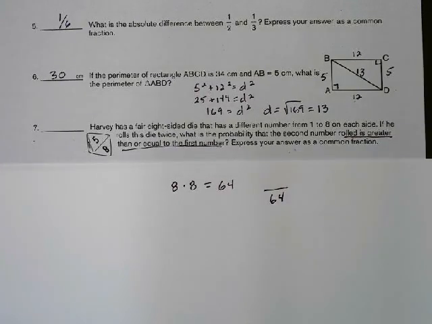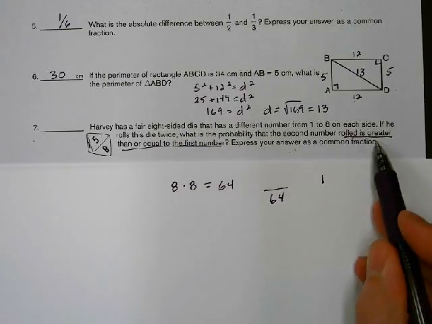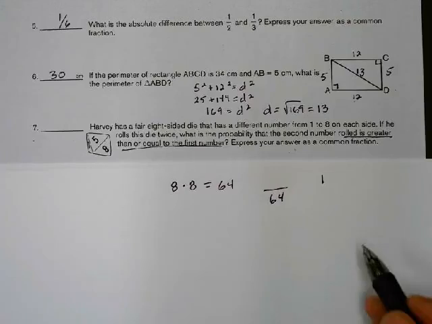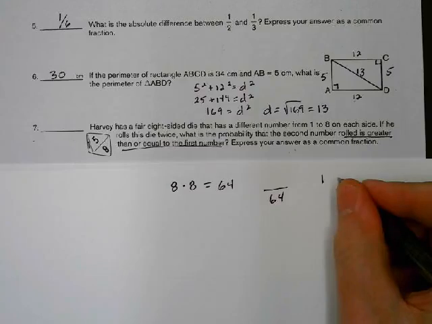Now I need to find out what my numerator would be. I'm looking for where the second number rolled is greater than or equal to the first number. Okay, so let's just think through this and we'll see a pattern emerging here. If I roll a 1 first, then it doesn't matter what happens on the second die, because it can be greater than or equal to. So I could roll a 1, I could roll a 2, I could roll a 3, 4, 5, 6, 7, 8. I've got 8 different outcomes if I rolled a 1.